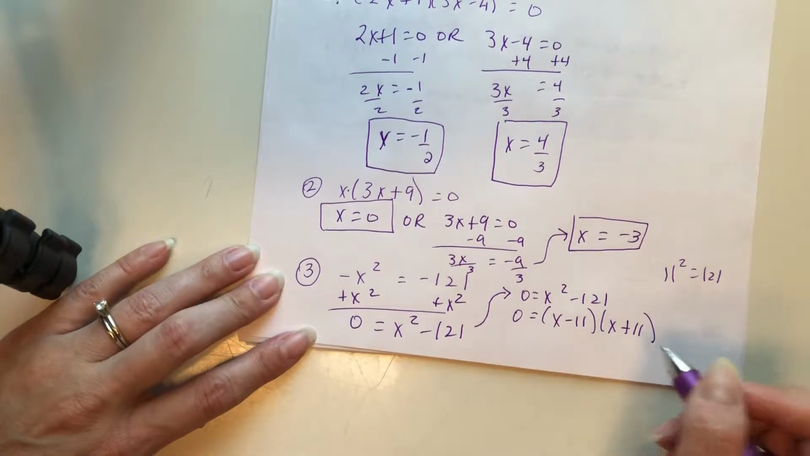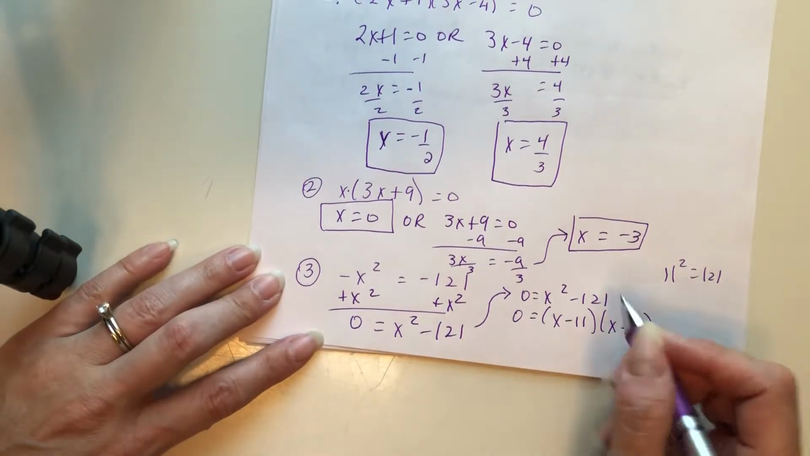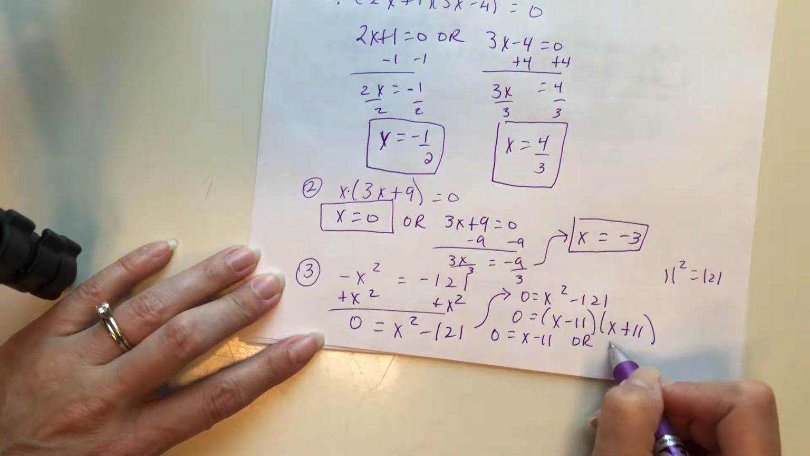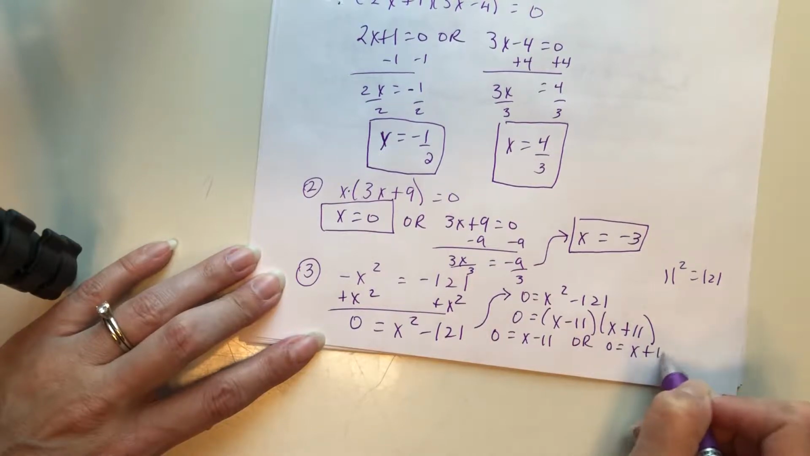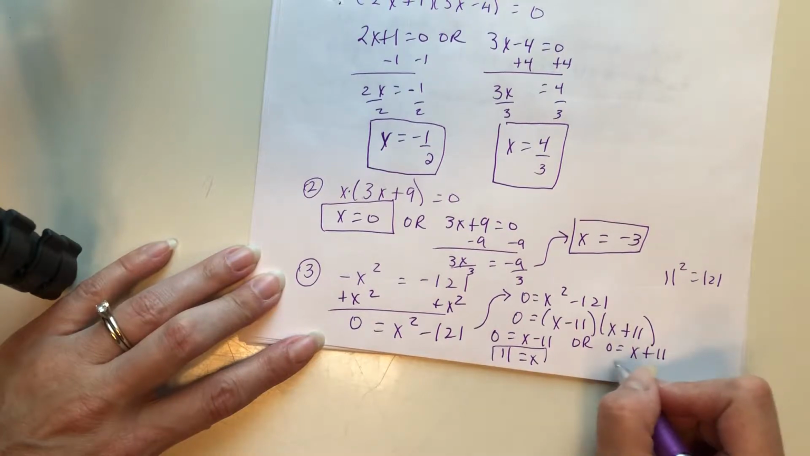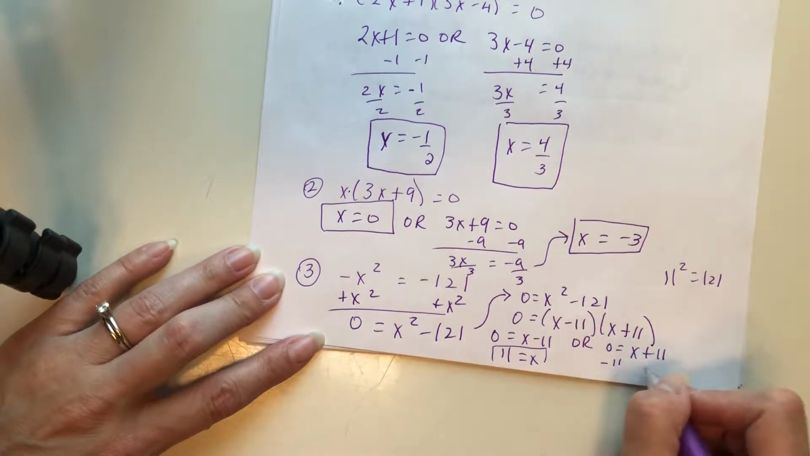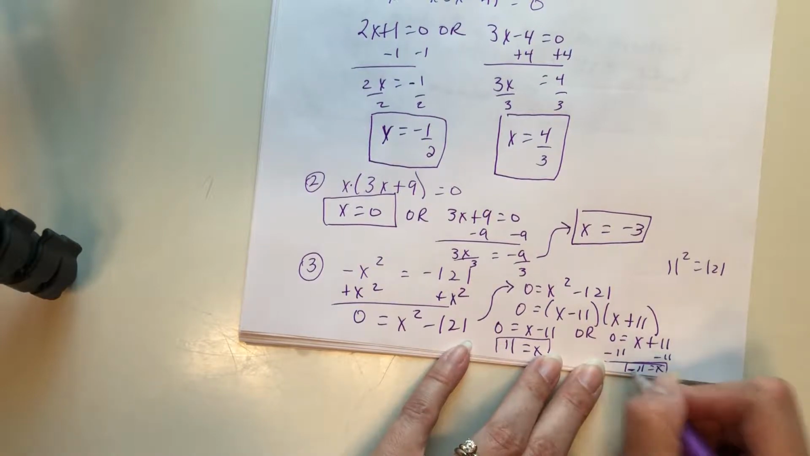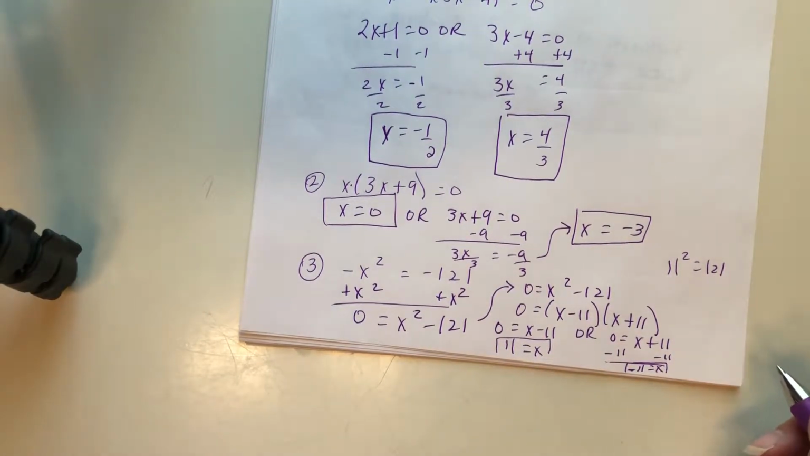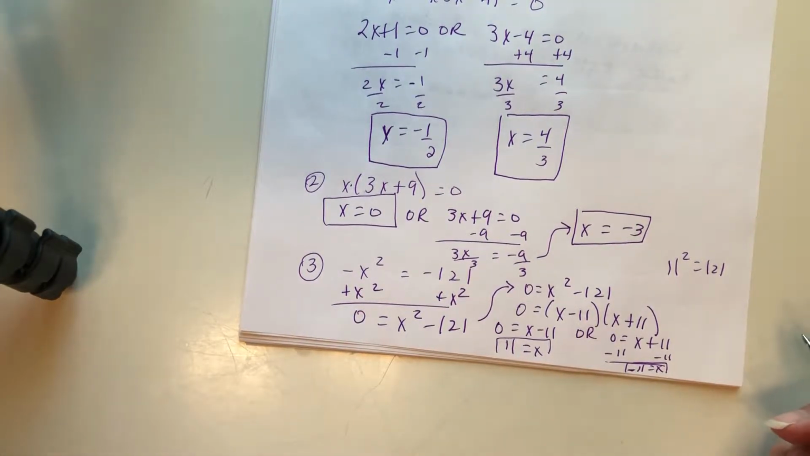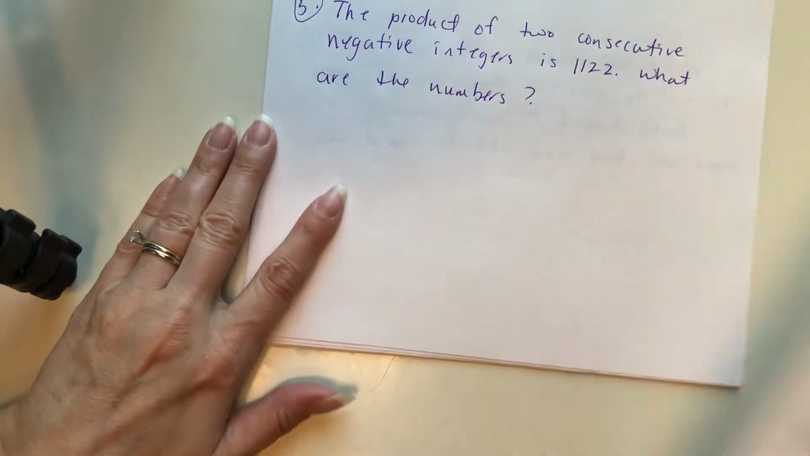Now I've got it factored, and it's equal to 0, so I set each of my factors to 0. So I have 0 = x - 11, or 0 = x + 11. So x = 11, or subtract 11 on both sides, x = -11. 11 and -11 are my answers there. Let's go to another one. Number 4.